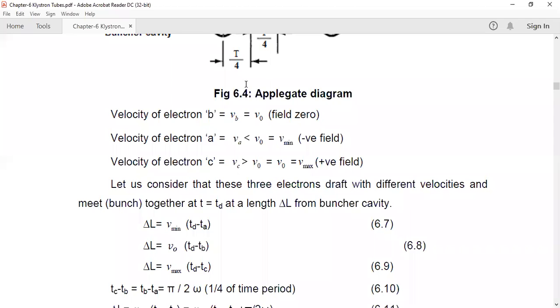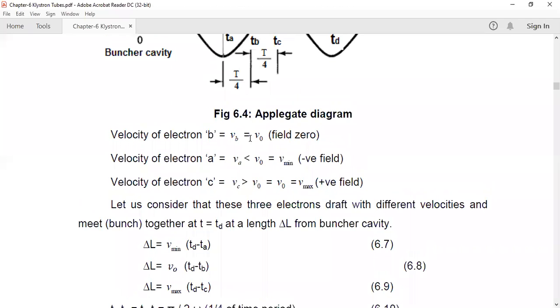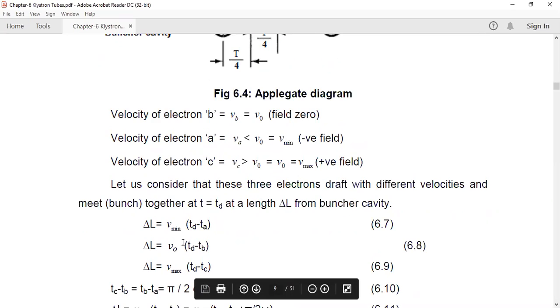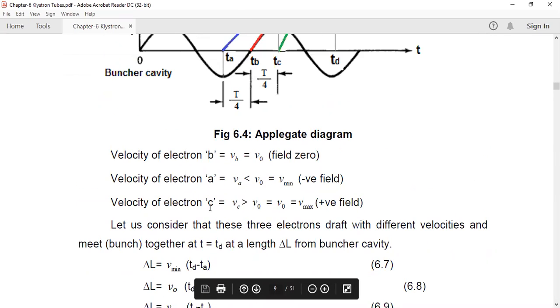So this is the unchanged electron at B, unchanged velocity, zero field. A negative field means the velocity is decreased, minimum velocity. A positive field means increasing velocity, V max. So V naught is the same. Negative field, minimum velocity. Positive field, so the electron velocity is increased. You can write like this, but all travel the same distance to form the electron bunches.